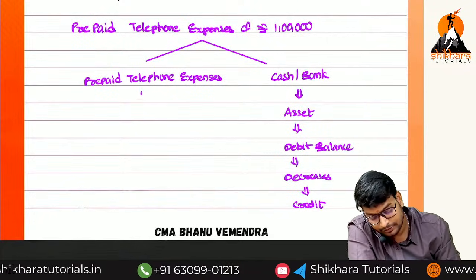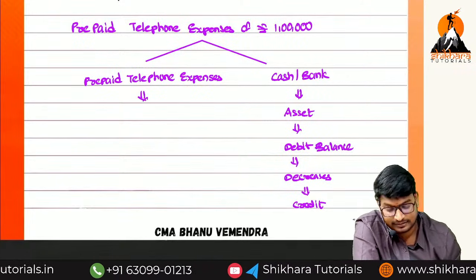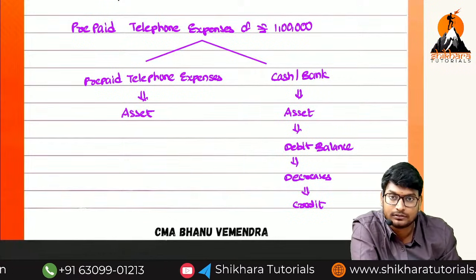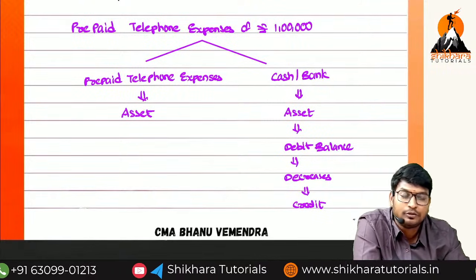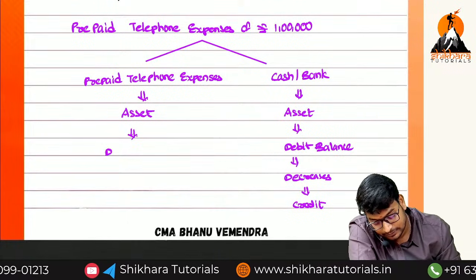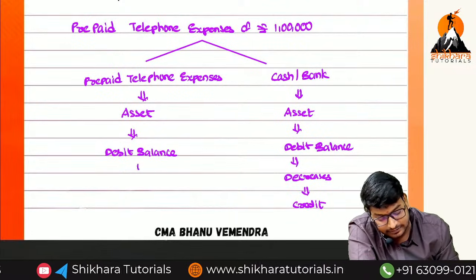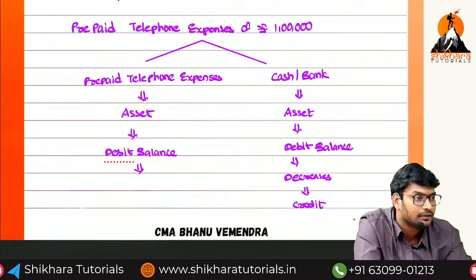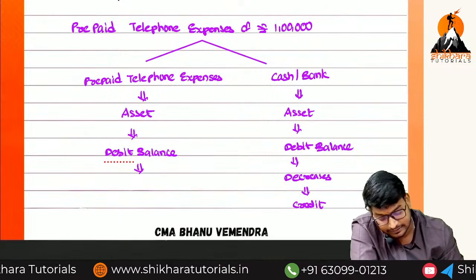Now come to this side. Once again, prepaid expenses is nothing but what? It is also an asset. Yes or no? Okay now. Why is it an asset? In the next year, next month, we have to pay, na? No need to pay, na? No need to pay. So an asset has which balance? Debit balance. Now is it increasing or decreasing? Increasing. Why does it increase? If the time period is completed, the balance will decrease. As of now, it increases.